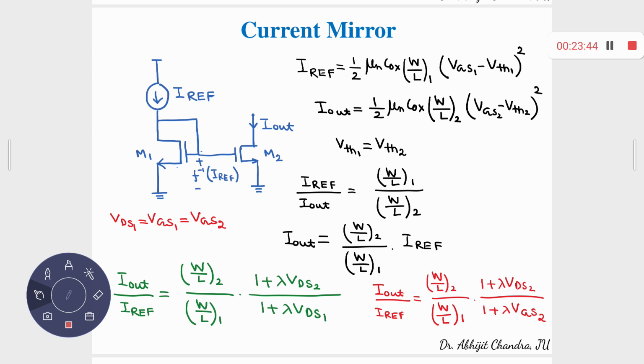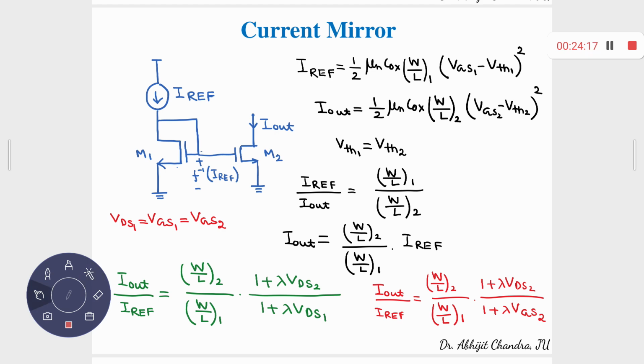Is it clear at this point? This connection ensures that this MOS is always in saturation. Is it clear up to this point?